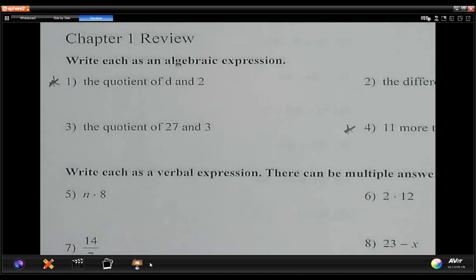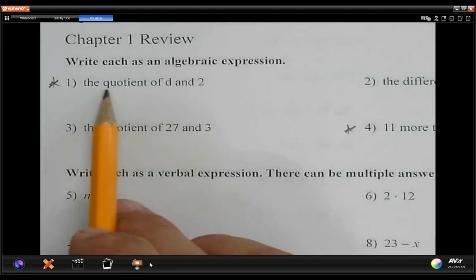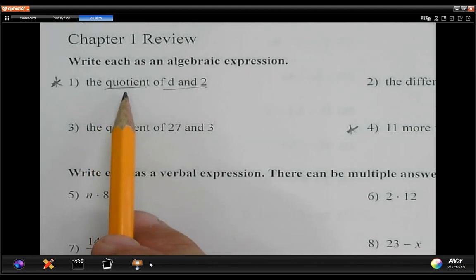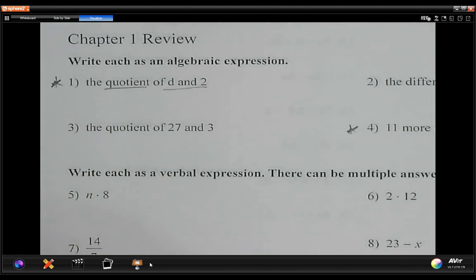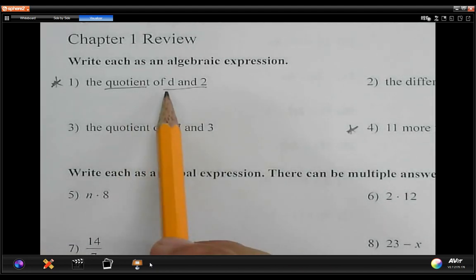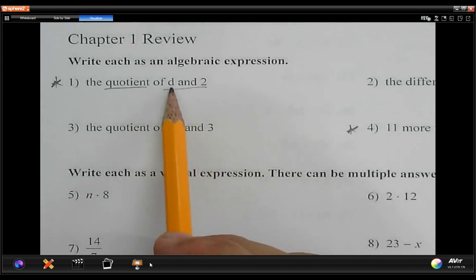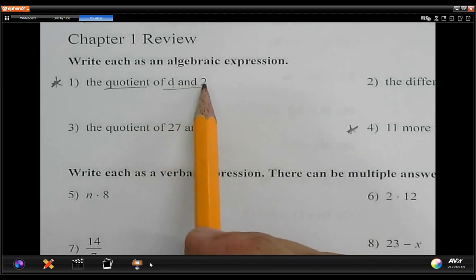So first, let's look at this first category. It says write each as an algebraic expression. So looking at number one, it says the quotient of D and 2. So as soon as we see that word quotient, we know that it is a division problem. There are several different ways you could write that. But the real key is right here where it says the quotient of D and 2. So that tells me that I'm going to take D and be dividing 2.